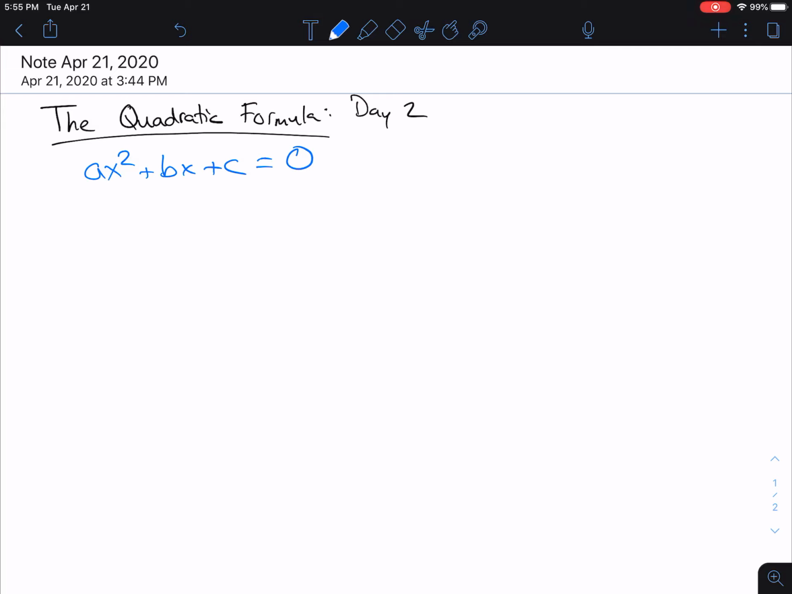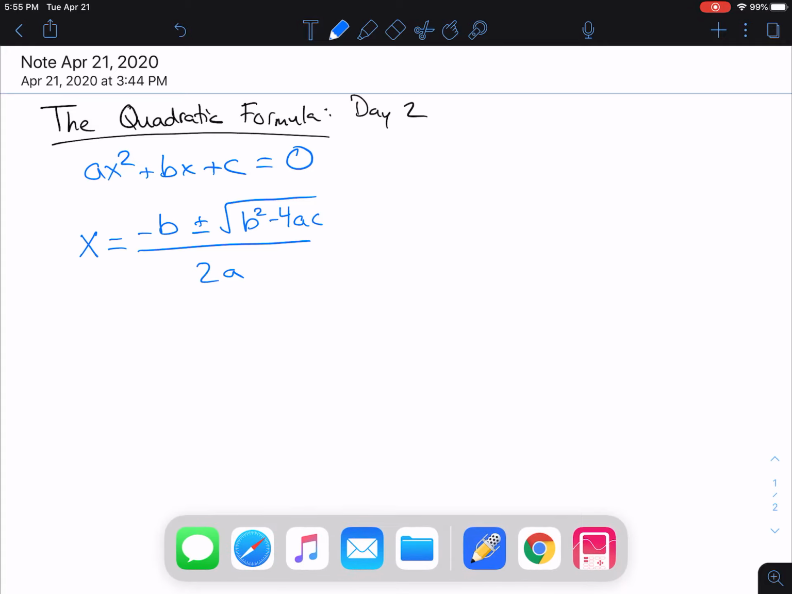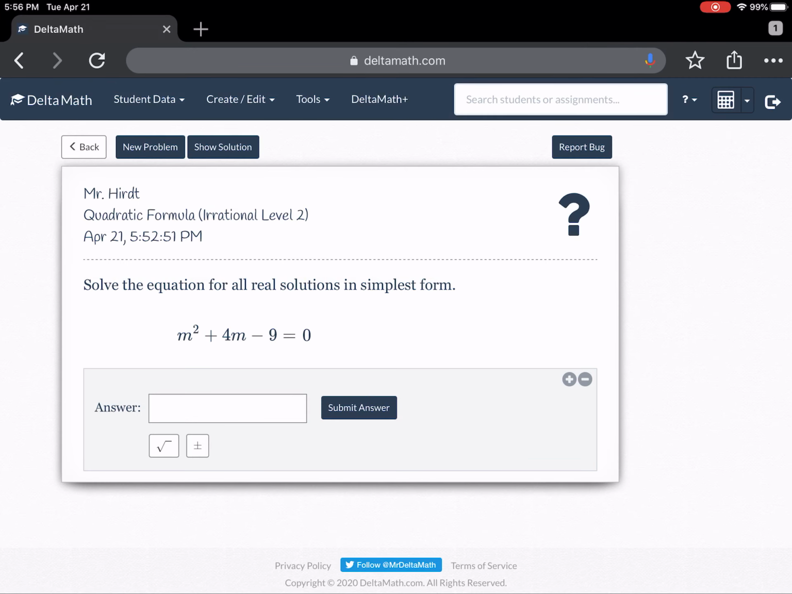The second part to this is that we've been using the quadratic formula, and the quadratic formula was x equals negative b plus or minus square root of b squared minus 4ac all over 2a. Alright, so we've been going through some different things, and last time we saw problems where we didn't necessarily have to simplify to simplest radical form, but today we're going to look at that. So your assignment will look like this, and let's take a look at the first problem.